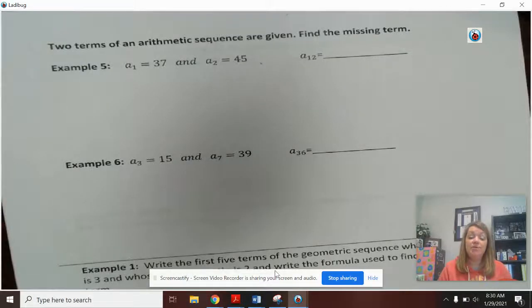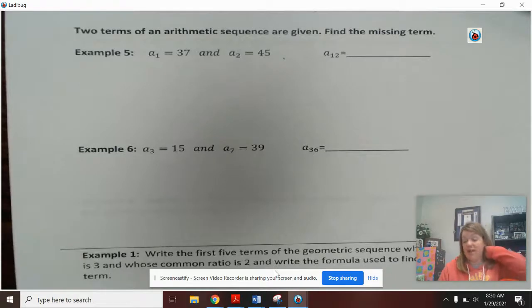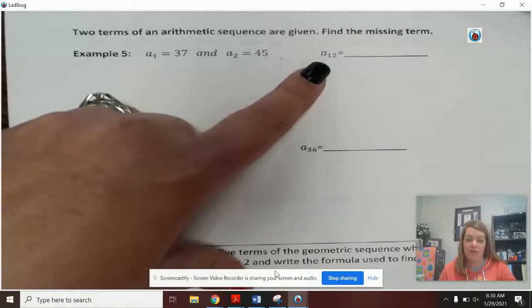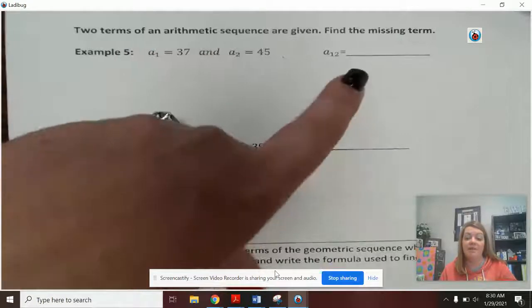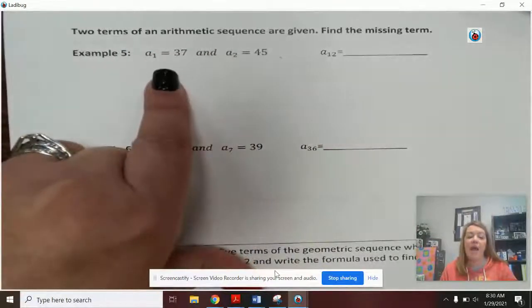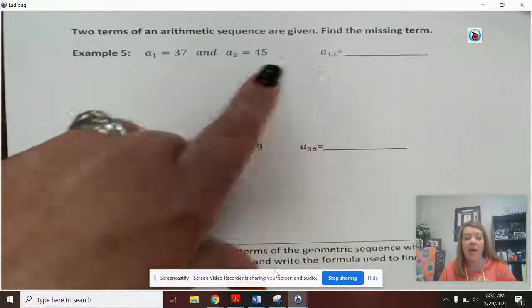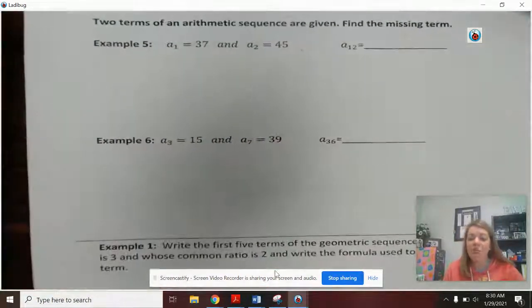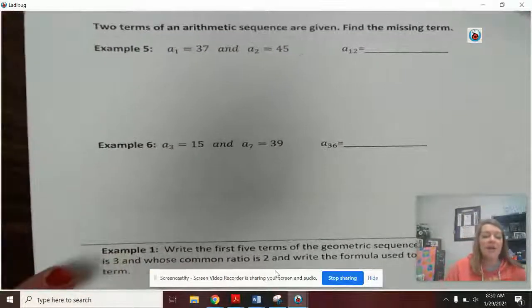Okay, so we're going to do a couple more examples with arithmetic sequences, but a different kind of example now. Instead of just writing the formula, we're going to use the formula to find a missing term, okay? It says two terms of an arithmetic sequence are given, find the missing term. I have the first term and the second term, and I want to find the 12th term without writing this out 12 times. I know you can, I realize that, but we're going to do it using the formula, okay?